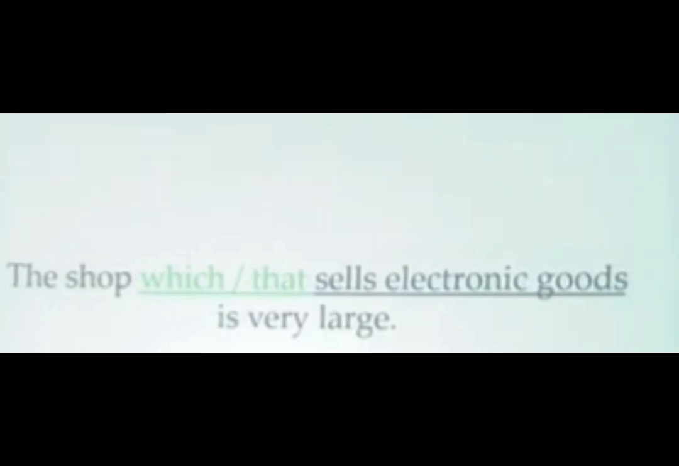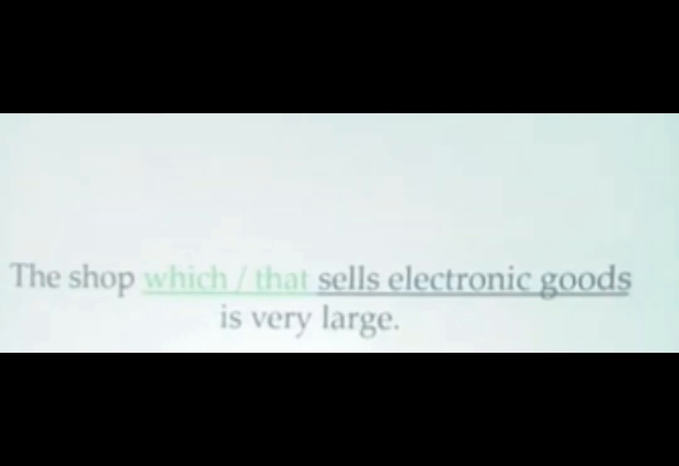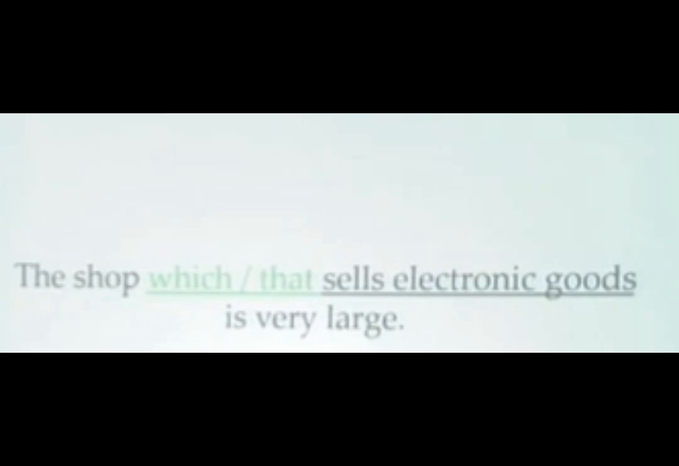I can say, for example, the shop is very large, and I assume that you know which shop I am talking about, but I cannot say only which or that sells electronic goods. That would be an unclear sentence, and you wouldn't understand anything. So which is a relative pronoun that introduces this clause. Which or that sells, that's a verb, electronic goods. So which replaces or refers to the shop.